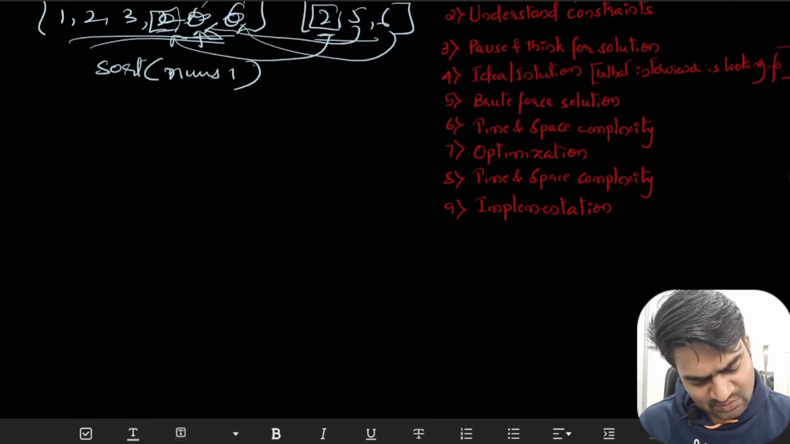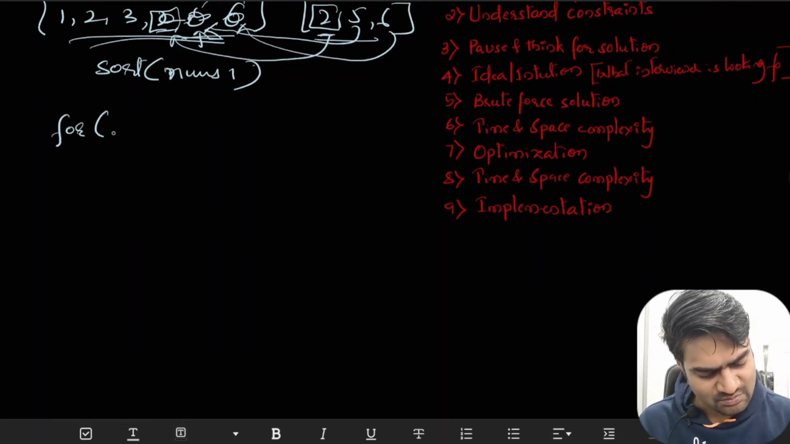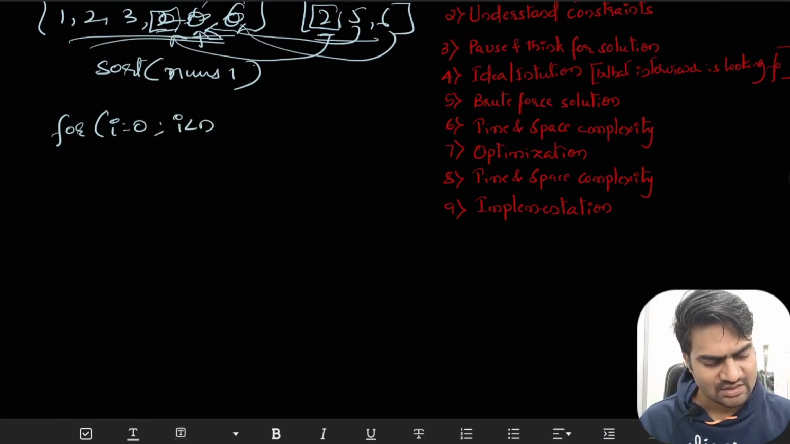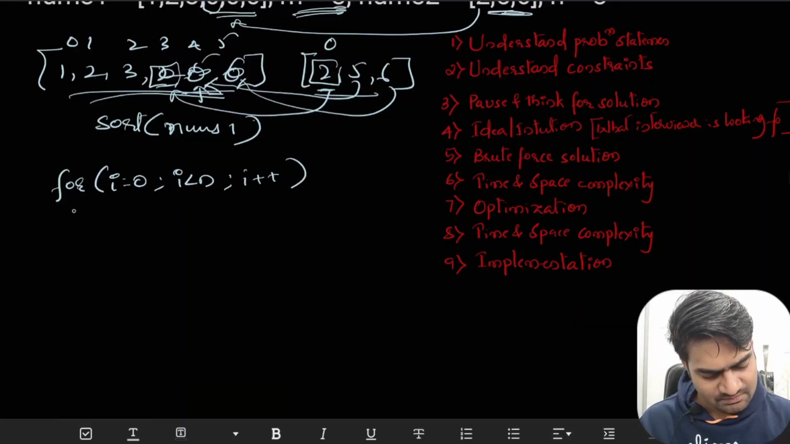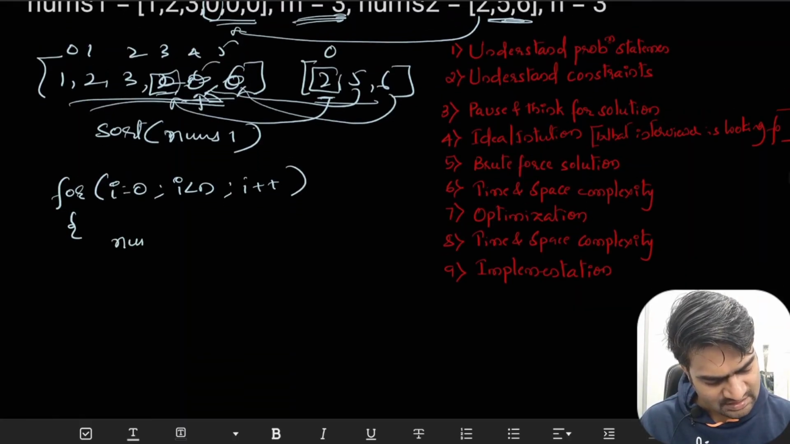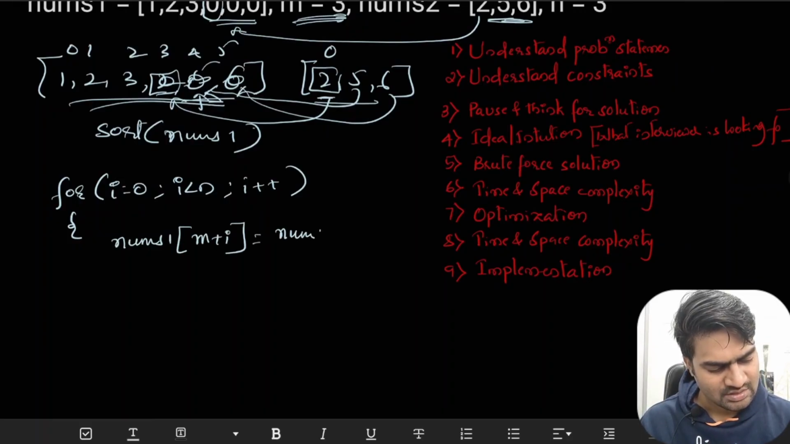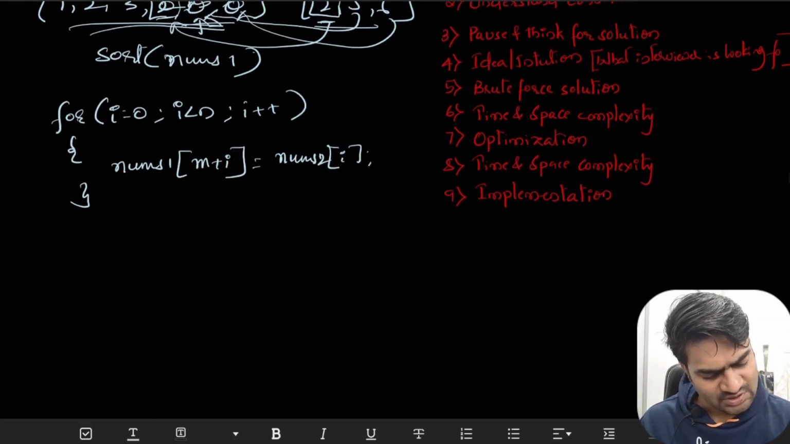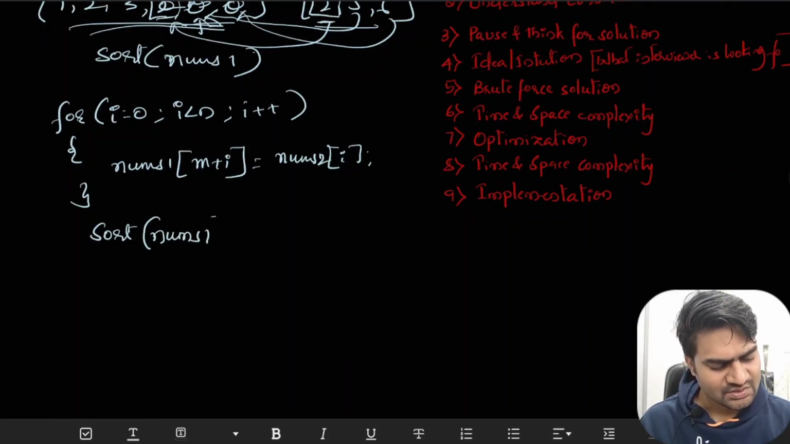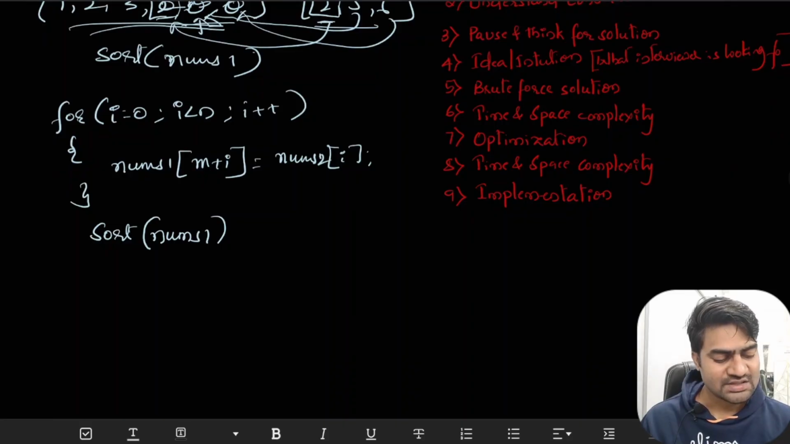Okay, let's quickly write the pseudocode for that. I will start from i equal to 0, i less than n, because I need to iterate all these values, then i plus plus. Then I will say nums1 of m plus i equals nums2 of i. So this will copy all the elements from nums2 to nums1. After that, I will sort my nums1. If I sort it, then I will get my merged sorted array.